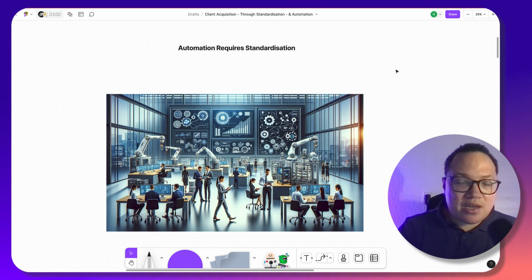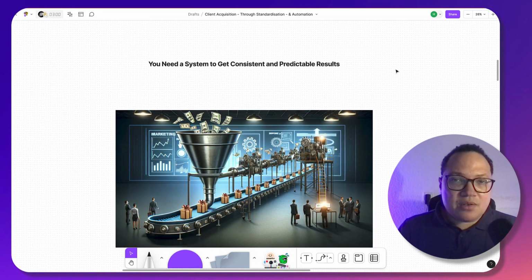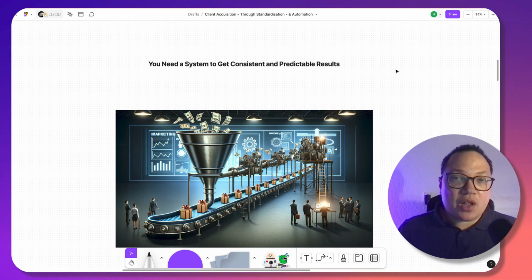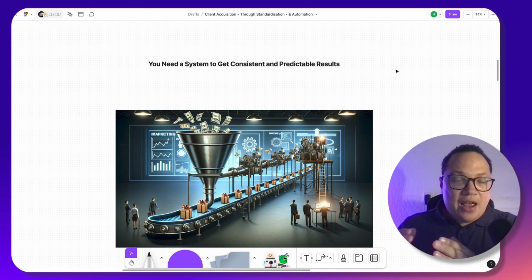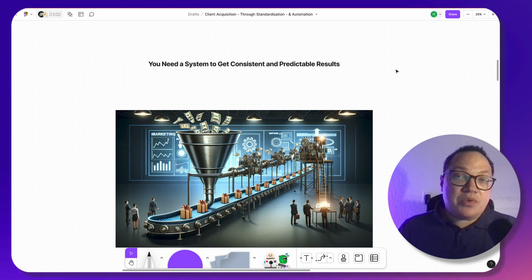So you need standardization. And to basically systematize your business and get consistent and predictable results, you need a system. And this system is basically a process where you put in something on the one side, it goes through a process in the middle, and out comes a desired result. In terms of the client acquisition, this will mean that on the one side, you may put in leads and they go through your process, and on the other side comes out customers.